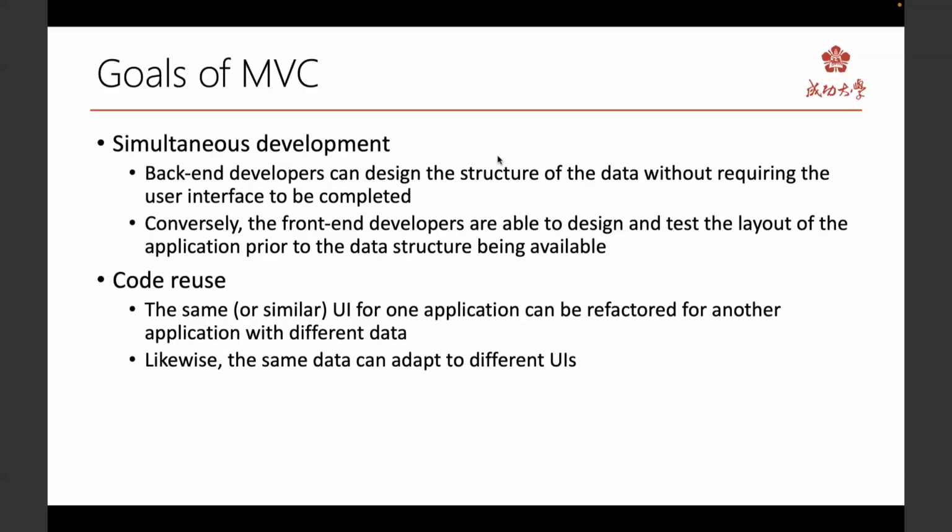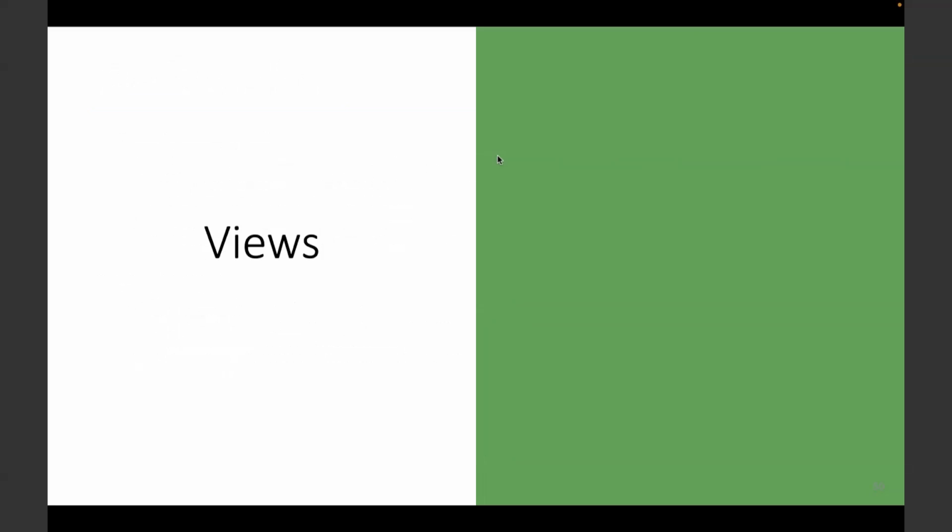And because the model is independent of the view, we can reuse the model classes for applications that are specifically designed for phones and reuse them on applications that are specifically designed for tablets. So these are the two biggest advantages of using the model view controller pattern.